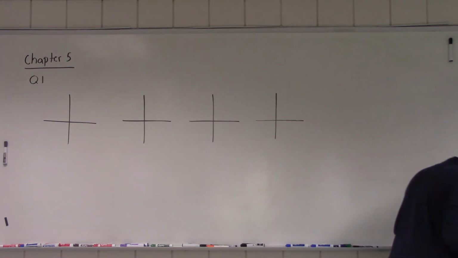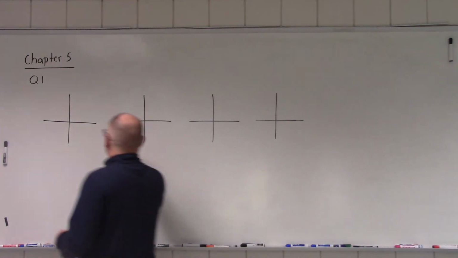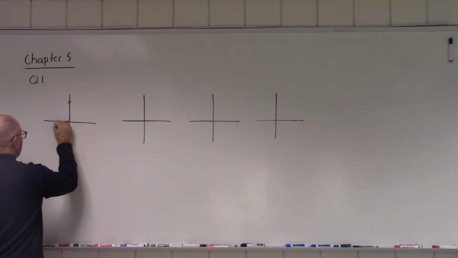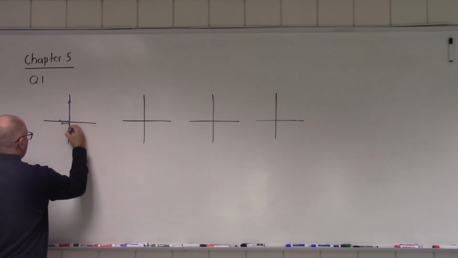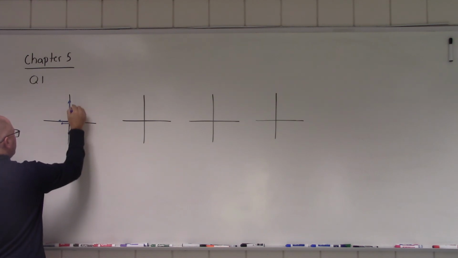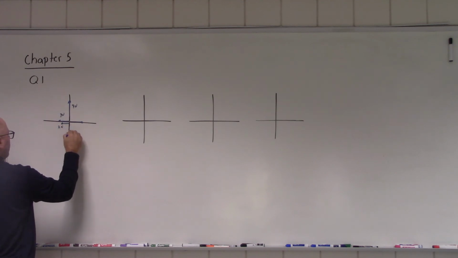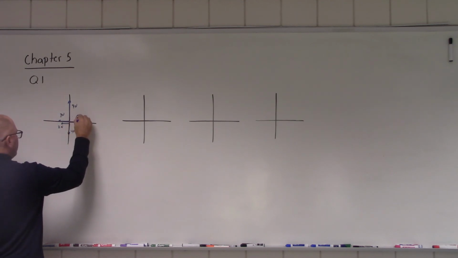So we've got like a 7, 3, 2, 4. So 7 newtons, 3 newtons, 2 newtons, 4 newtons, and 5 newtons. Okay?